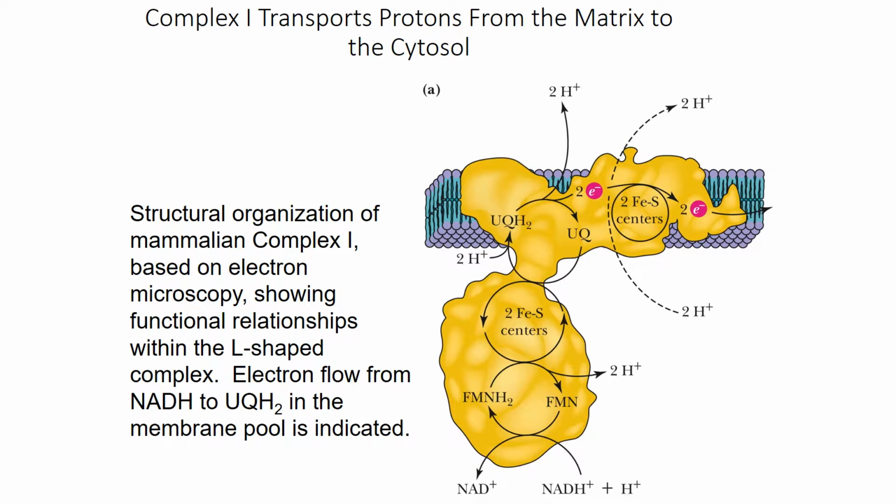There are two faces here. There is the P face, or the positive side, and that is in the intermembrane space, where those protons are pumped. And there is a negative face, which is the matrix side of that membrane.